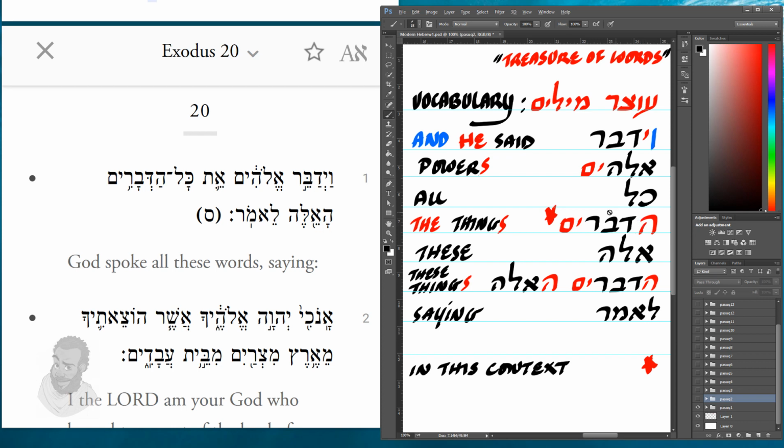Okay, so you have thing, davar, ha-davar, the thing, ha-devarim, the things. These, eleh, ha-devarim ha'eleh, these things. This really means in Hebrew the things, the these. Saying, lemor.